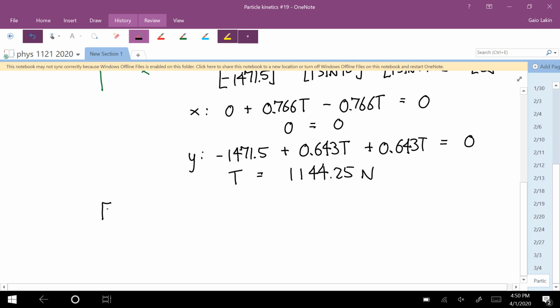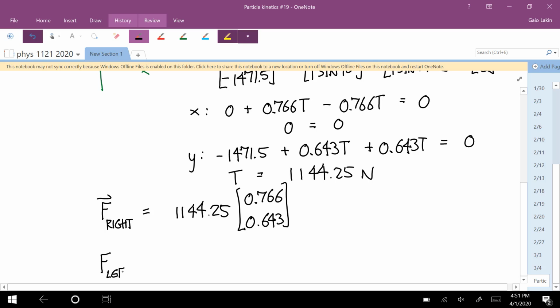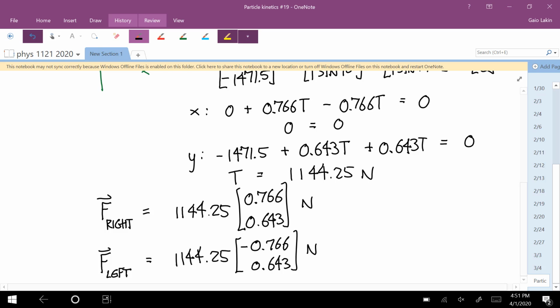So let's see. The force vector on the right is 1144.25 times 0.766, 0.643, and the force applied to the mass on the left is 1144.25 times negative 0.766, positive 0.643. So just multiply those numbers out. These are going to be in newtons, and that'll give you the components of those two force vectors. Okay, so that's it for number 19.